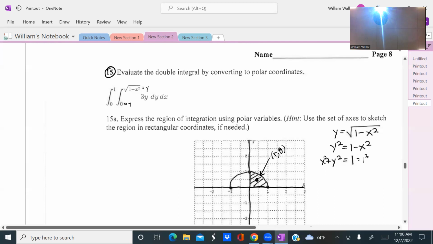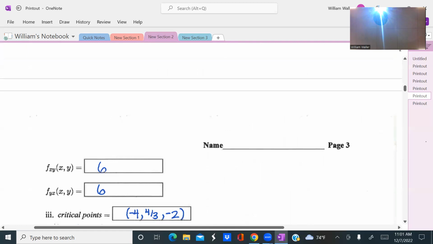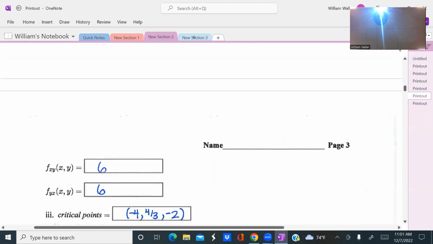Well, notice, what's the maximum distance any of these points is away from the origin? What's the maximum r value here? What's the smallest r value?